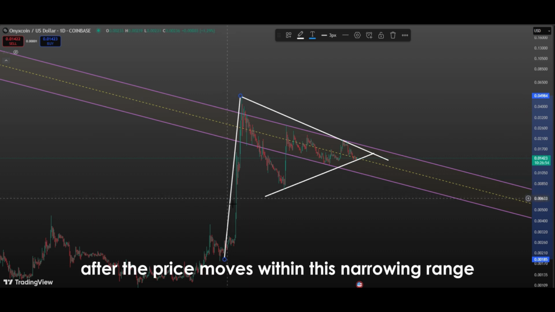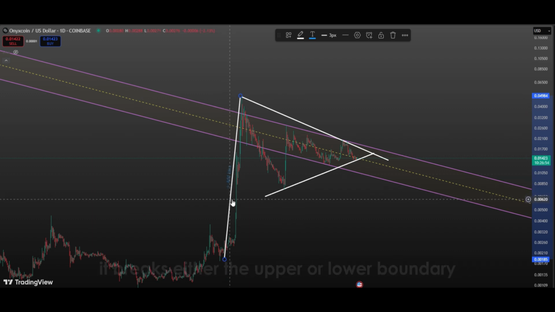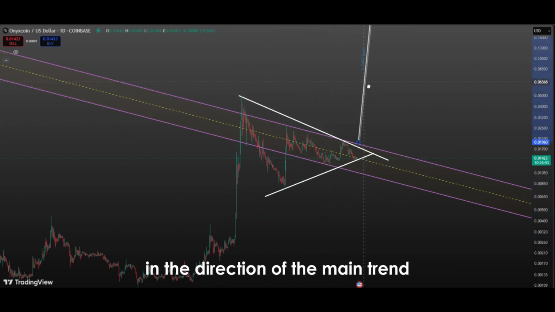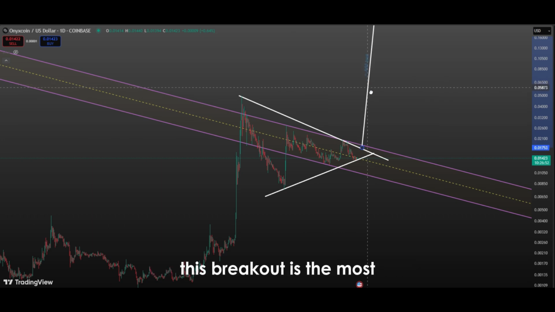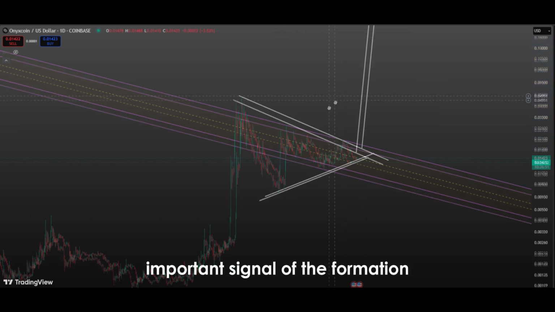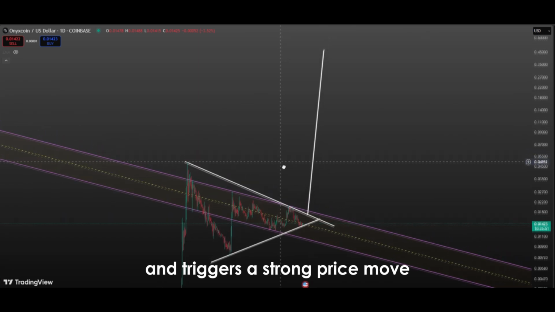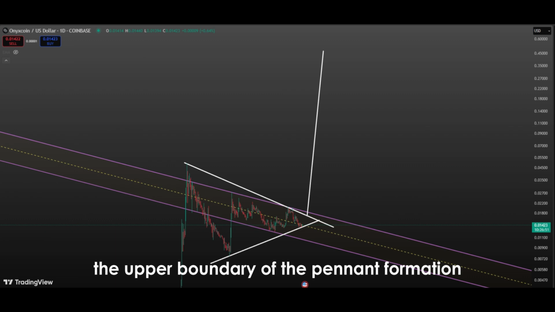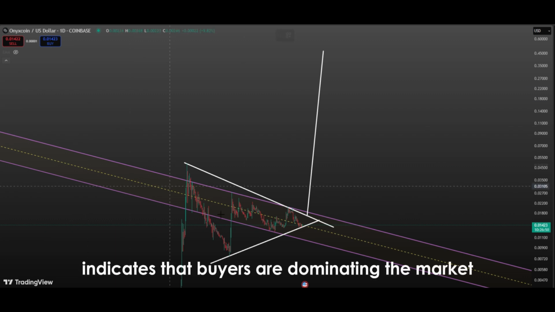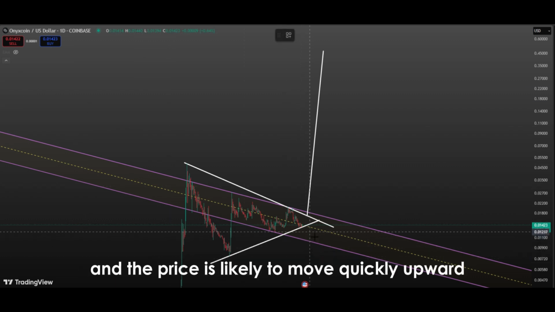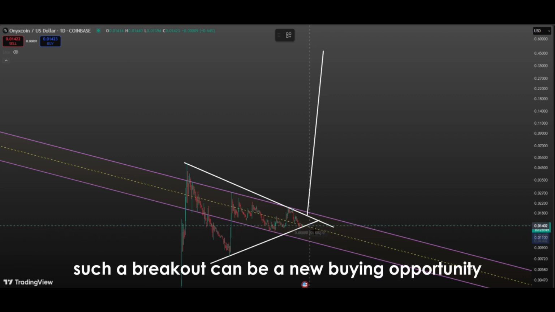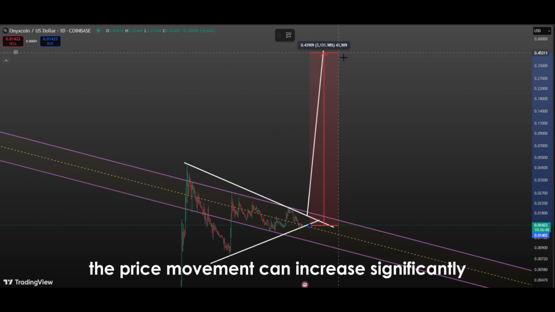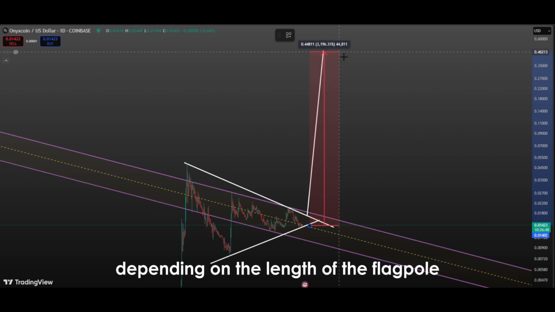After the price moves within this narrowing range for a while, it breaks either the upper or lower boundary and resumes its movement in the direction of the main trend. This breakout is the most important signal of the formation and triggers a strong price move. If the price breaks above the upper boundary of the pennant formation, this usually indicates that buyers are dominating the market and the price is likely to move quickly upward. Such a breakout can be a new buying opportunity for investors, and the price movement can increase significantly depending on the length of the flagpole.